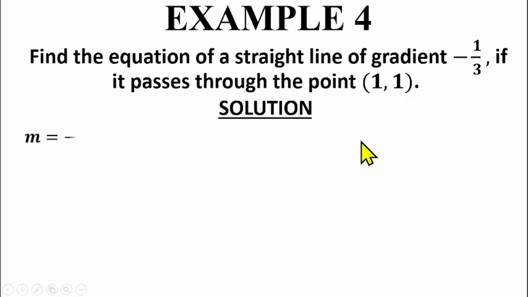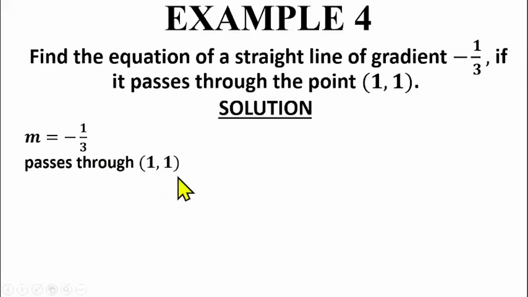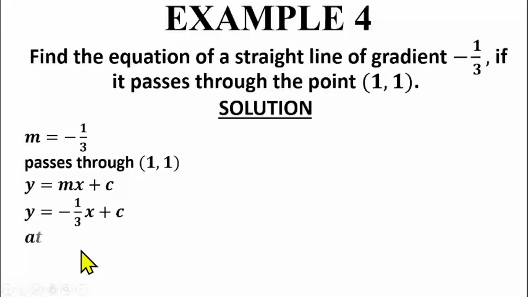So in this case, gradient is minus 1 over 3. And then we are told that it passes through 1, 1. Then also, you need to remember that the general equation of straight line is y equals to mx plus c. If you put the gradient here, you'll be having y is equals to minus 1 over 3 x plus c. So the only thing that is left for us to find is the value of c, which is the y-intercept. And you can find that using the point that the line passes through, which is 1, 1.